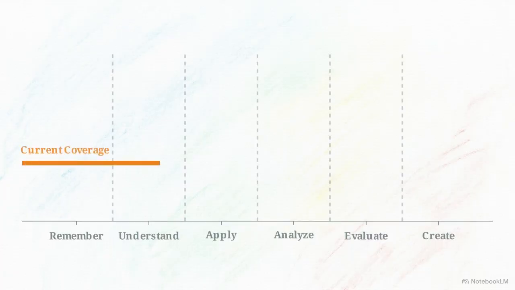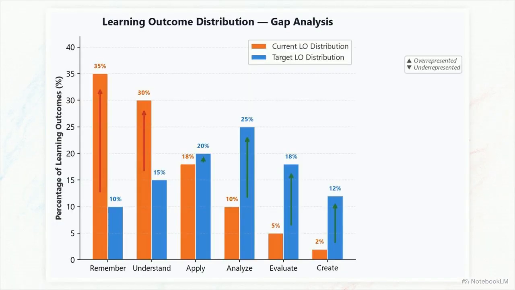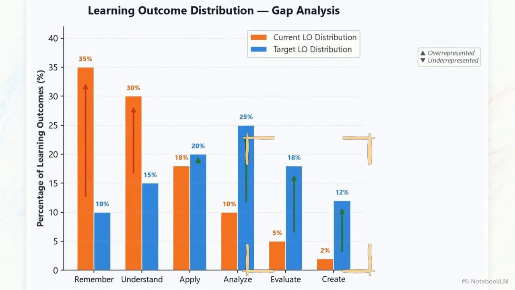Step 2 is the gap analysis, comparing your current outcome results to your ideal target. This bar chart shows your current outcome distribution. The orange bars on the left show an overrepresentation of basic levels. Moving right, empty evaluate and create columns reveal gaps in higher-order skills your students must master.